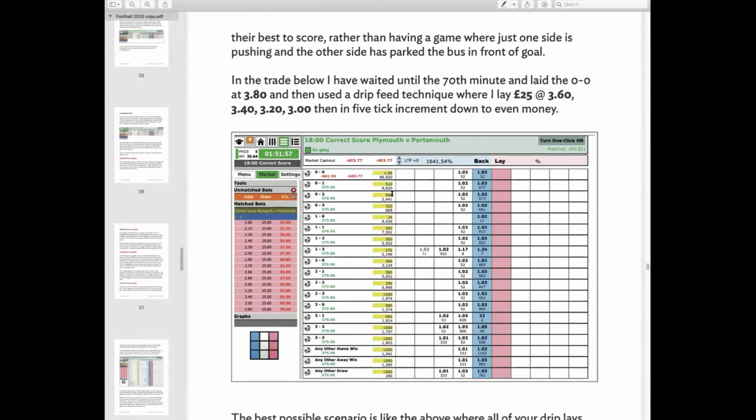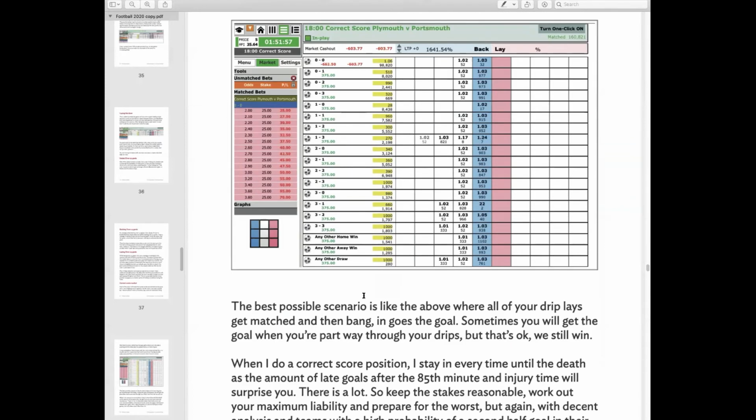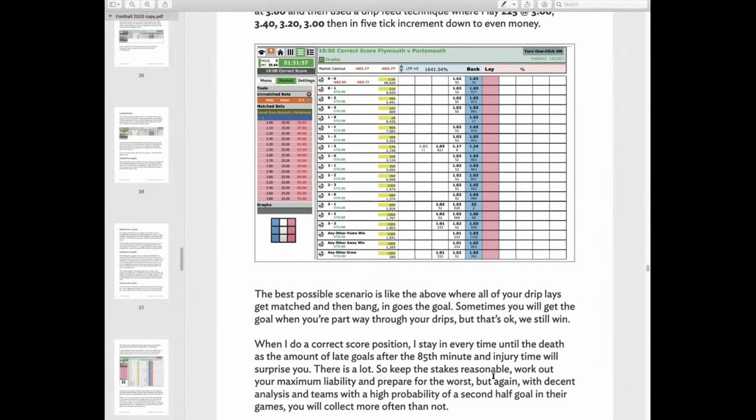And then we've got the goal here. You can see it's just about to reset. So we've got the biscuits on that one. So that's a drip laying technique we can look at. The best possible scenario is what happened here, where all your drip lays get matched and then bang, the goal goes in. Sometimes you get the goal when you're partway through your drips. That's okay. You're still going to win.